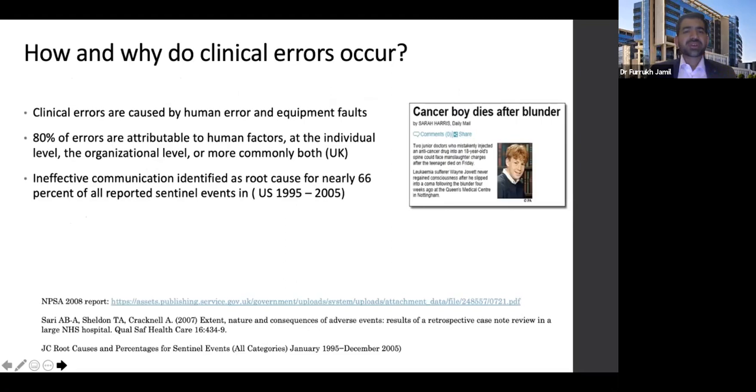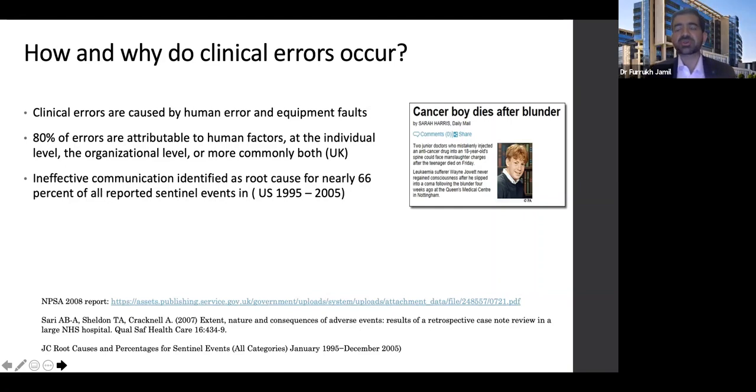Now, very briefly, let's go through the root causes of medical errors. We know medical errors happen, and if you analyze them, they could be either human error or equipment failure. But interestingly, in the UK data from the NPSA, the National Patient Safety Agency, 80% of these errors are usually attributed to human factors rather than equipment factors. Similarly, the Joint Commission data from the US reaches a similar conclusion: 66% of sentinel events are related to communication failure, which is one of the human factors.